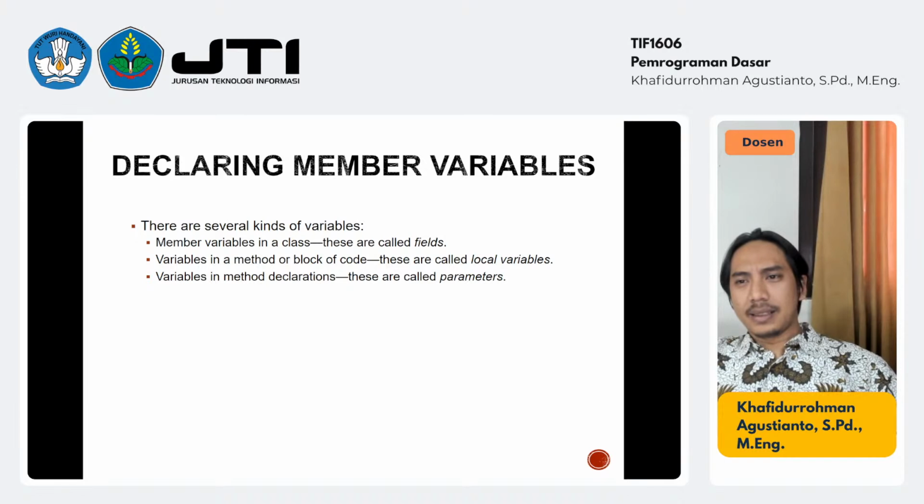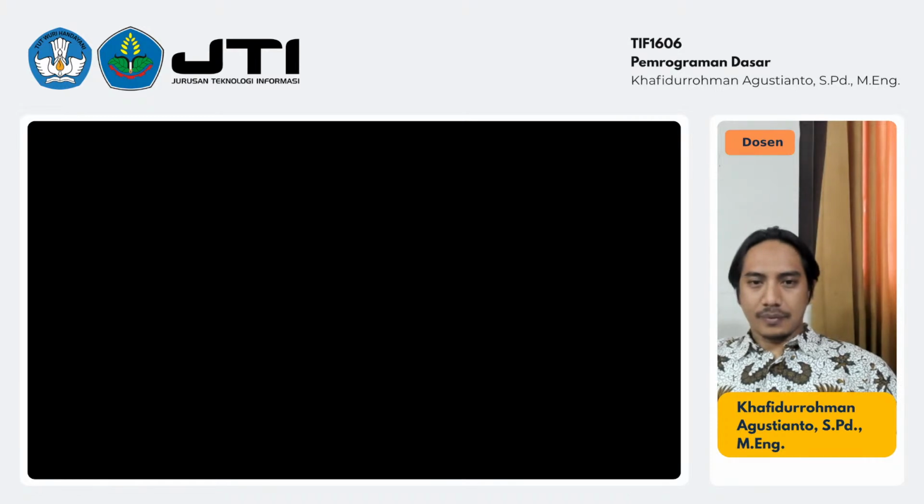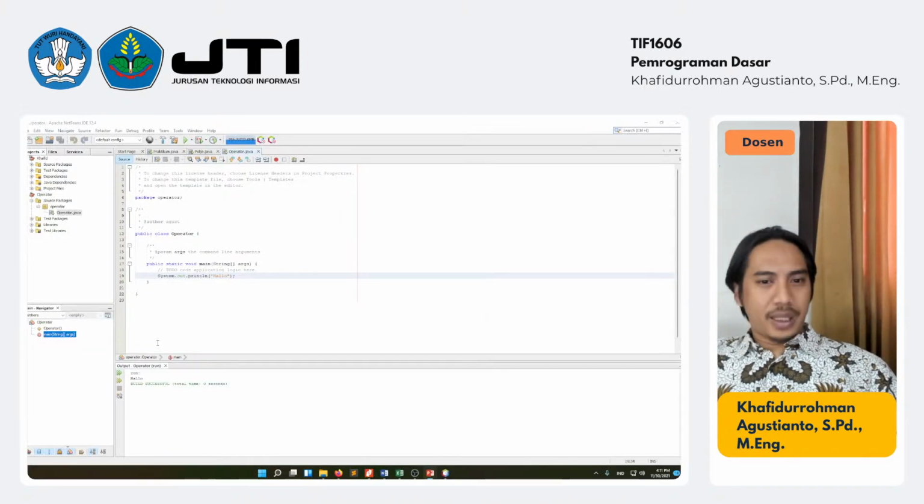Then declaring member variables. There are several kinds of variables. The first is a member variable in a class, called a field. A variable in a method or block of code is called a local variable. A variable in method declarations is called a parameter. Okay, that's all.